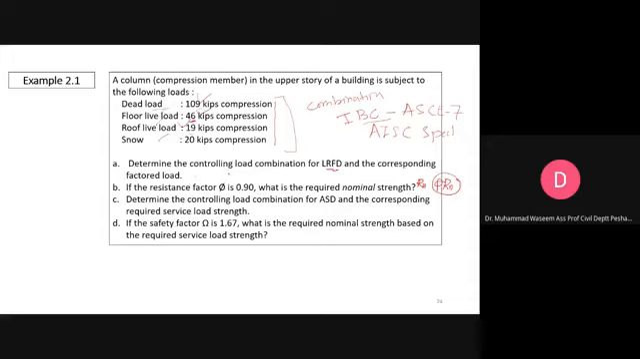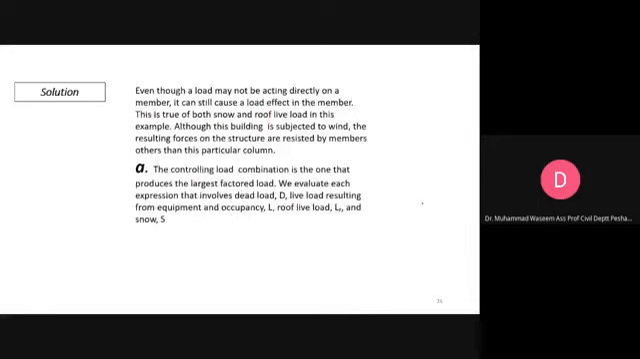It is asking you to determine the load combination for LRFD, and the corresponding factored load, which corresponds to Ru, the required strength. Then, if the resistance factor is 0.9, what is the nominal strength? We know that our design strength is phi Rn.